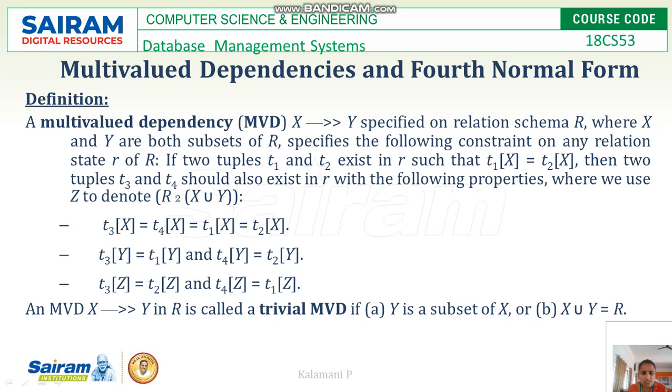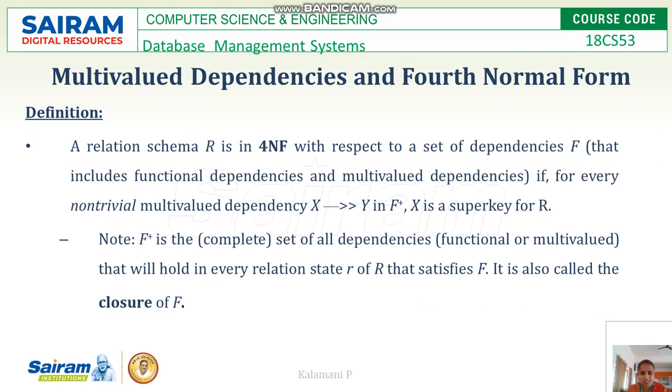Now we will define the fourth normal form with the help of multi-valued dependency. Whatever normal form you are defining, we take the relation schema. A relation schema R is in fourth normal form, 4NF, with respect to a set of dependencies F, which includes both multi-valued dependencies and functional dependencies, if for every non-trivial multi-valued dependency X multiply defines Y in F plus, X is a super key for R.